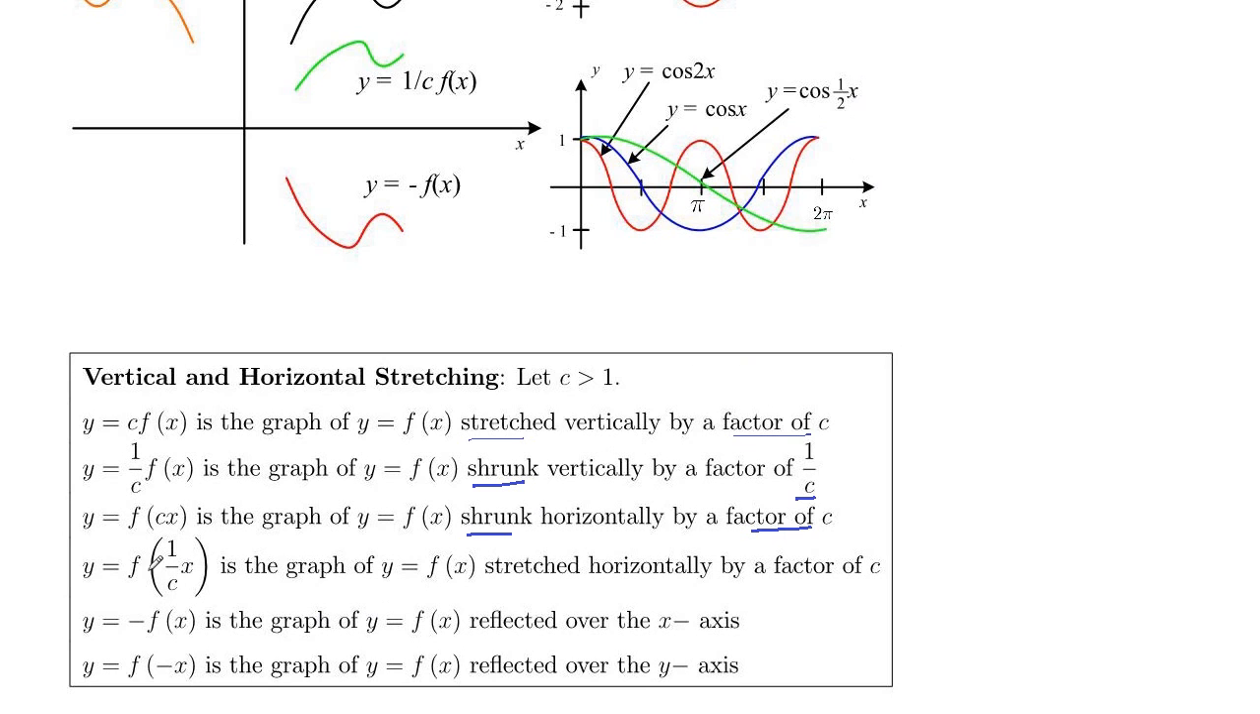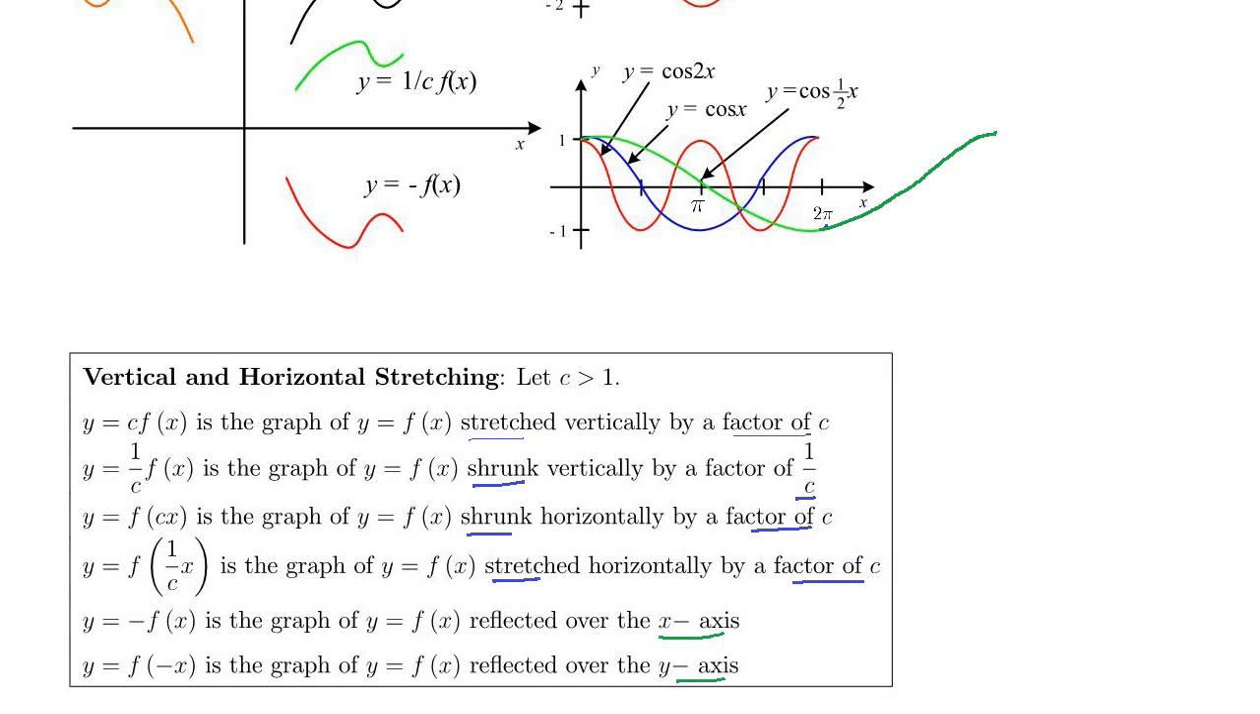When you've got 1 over c times x on the inside, then it's stretched by a factor of c. So the 1/2 x is going to stretch it to be twice as wide. So you can see half of a cycle occurs in 0 to 2 pi, and then the other half of the cycle would be from 2 pi to 4 pi. So we got one entire cycle of cosine 1/2 x there. If you got a negative outside, that's going to be a reflection over the x-axis. If you got a negative inside, that's reflection over the y-axis.